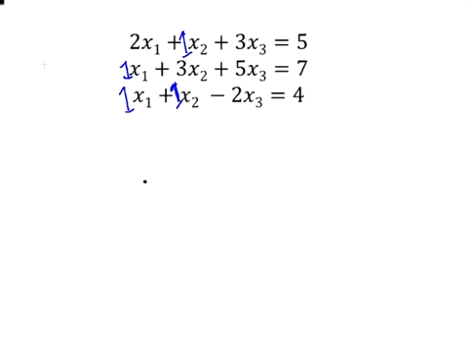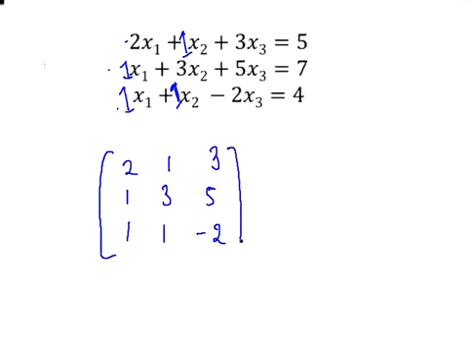So what we're going to do is write down these coefficients as a matrix. So in the first column we would have 2, 1 and 1. 2 from here, 1 from here, and 1 from here. In the second column we're going to have 1, 3 and 1. And finally, in the last column, we would have 3, 5, and -2. Just be mindful of the signs, the plus sign and the minus sign.